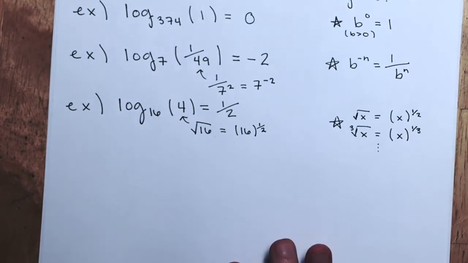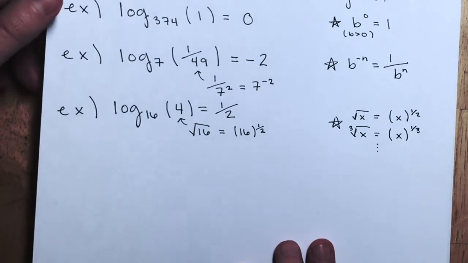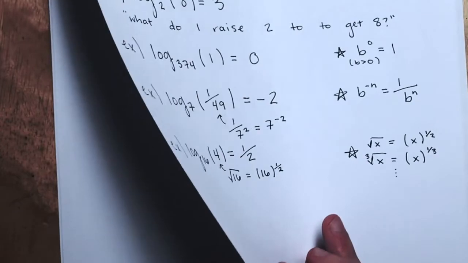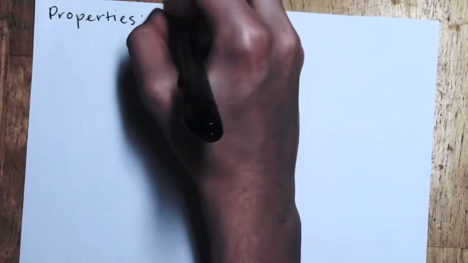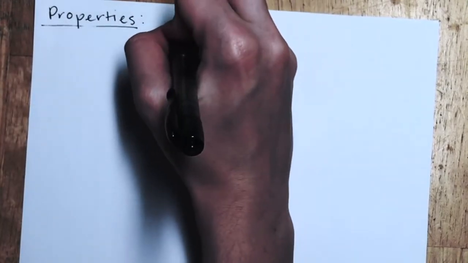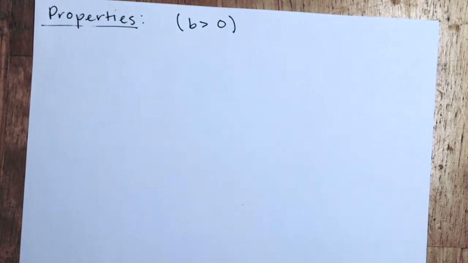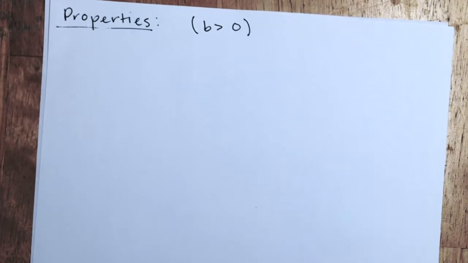Great, okay, so that was a nice little review. Not super short, but I think all of those are very important for us to remember as we're moving into this next lesson. So let's start talking about the properties of logarithms. We want our bases to be greater than 0. That's very important. We can't have a base that is less than 0 or negative.